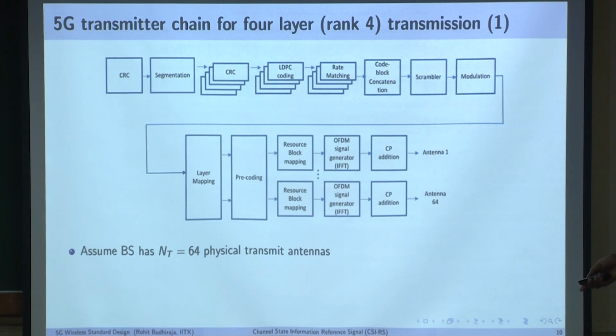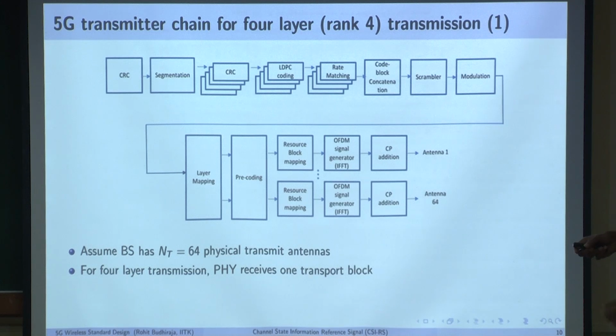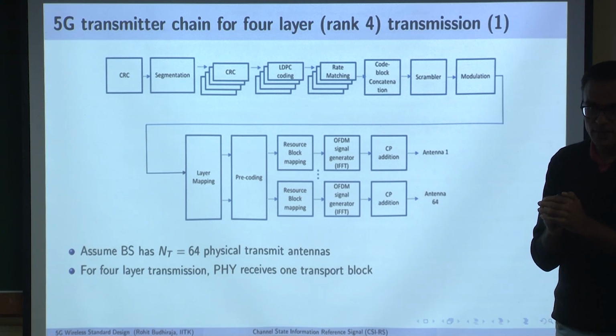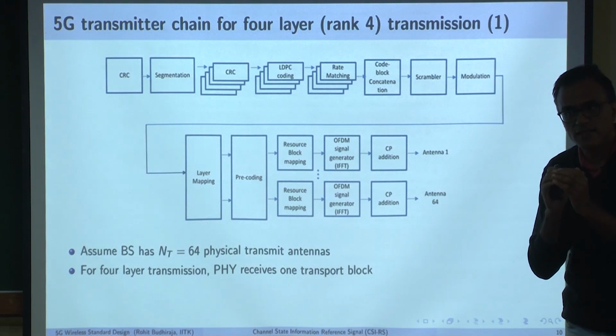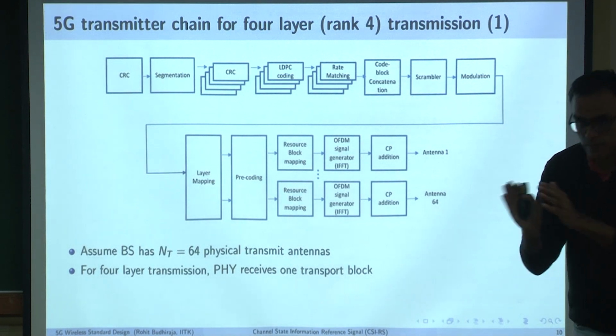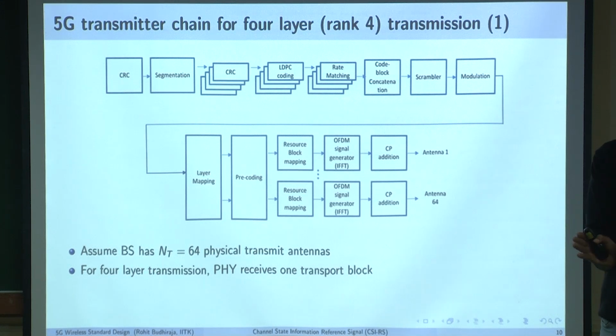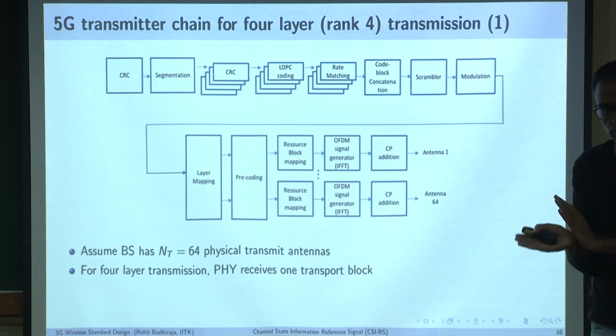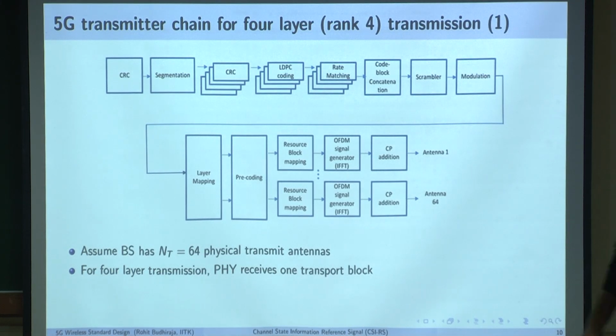So what are we saying here? If NL is up to 4 layers, what do we mean? If the channel rank is 4, the base station knows it, whether it is a TDD or FDD system. We assume that the base station knows it now. So how is MIMO implemented? PHY receives one transport block. If the MIMO transmission is up to 4 layers, MAC will send only one transport block.